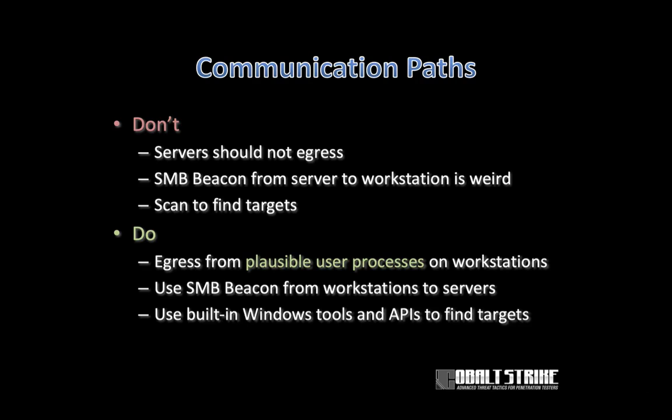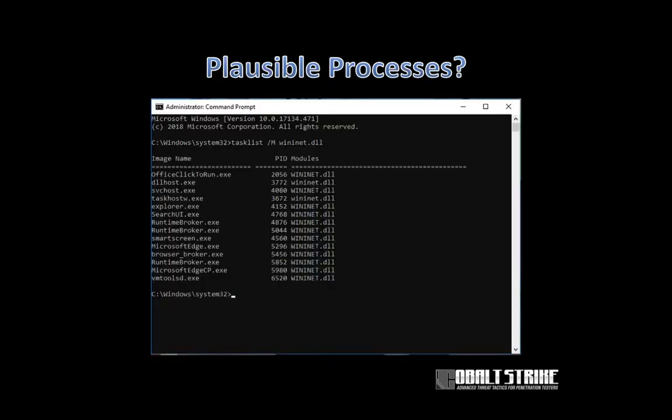And going from a workstation to a DC over port 445 isn't that strange. Going from a workstation to a file server over port 445 isn't that strange. I do recommend you take advantage of built-in Windows tools and APIs to find targets. Querying Active Directory is definitely your friend, and we will talk about that later on when we talk about lateral movement. What is a plausible process for egress?